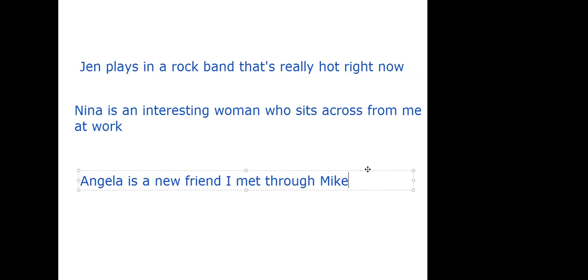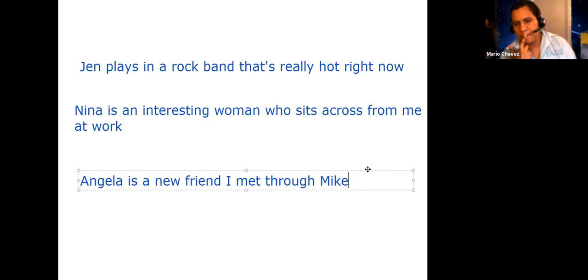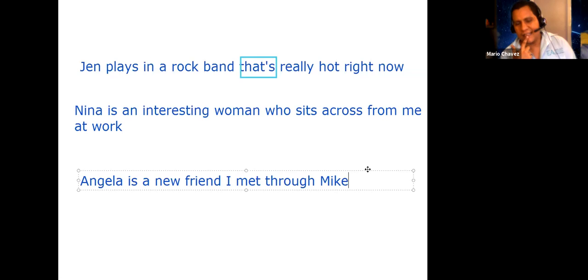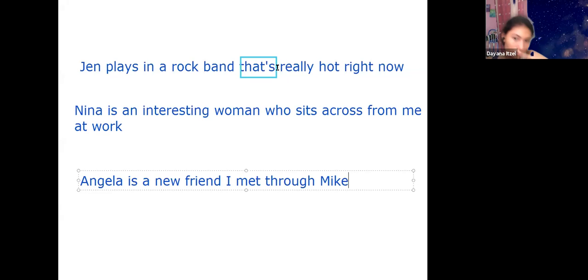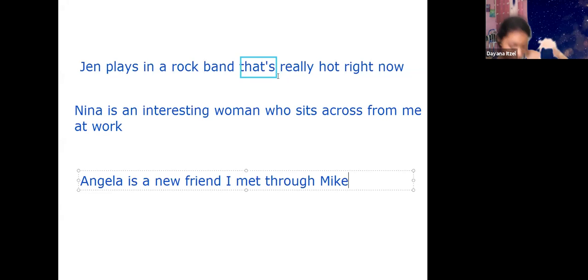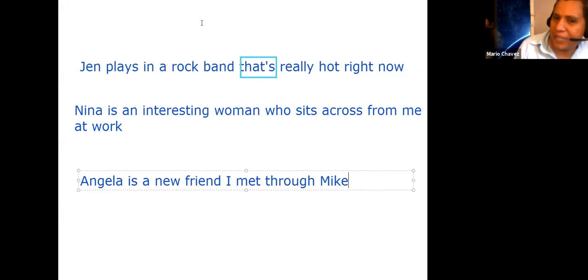Jen plays in a rock band. It's really hot right now. Okay. Now, what is the difference? Exactly. Very good. So the thing is that in the book, you have a punctuation, right? You have Jen plays in a rock band. Period. Yes or no? No. And it says it's really hot right now, right? Yes. So what's the difference? The difference is this.